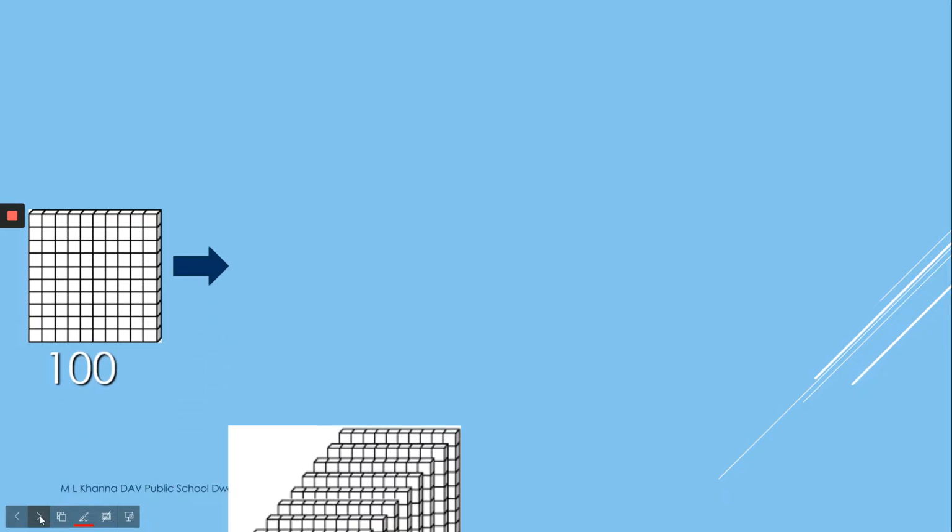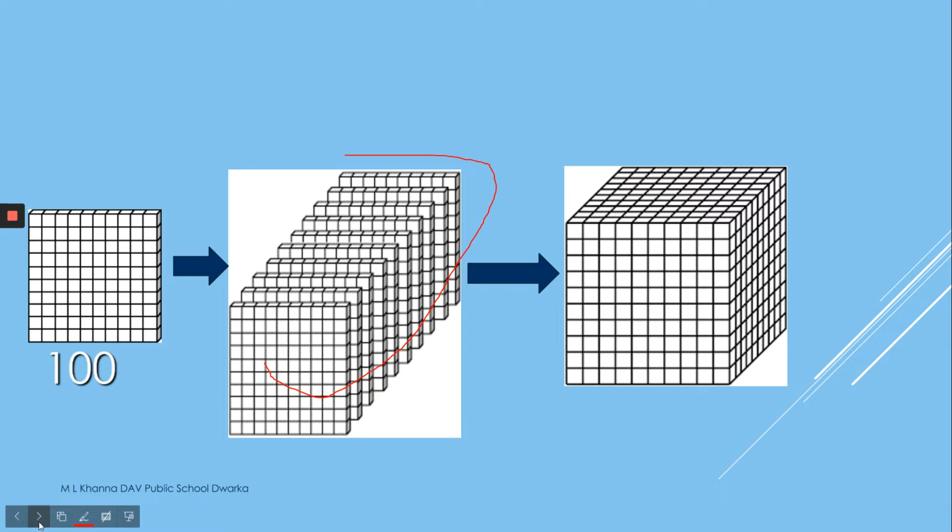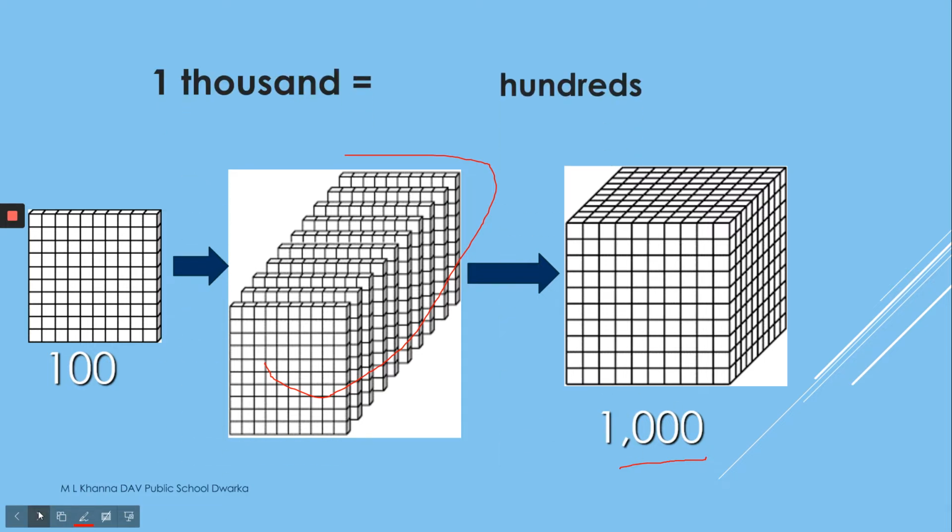Now, when 10 such hundreds are joined, it forms a big cube, and this big cube is called 1000. Now tell me, 1000 is equal to how many hundreds? That means this big cube is formed by joining how many hundreds? Yes, 10 hundreds. Very good.